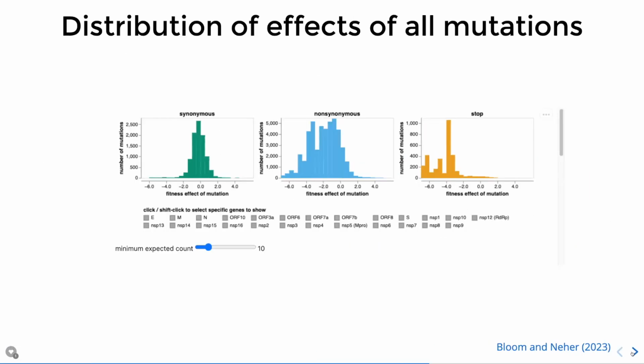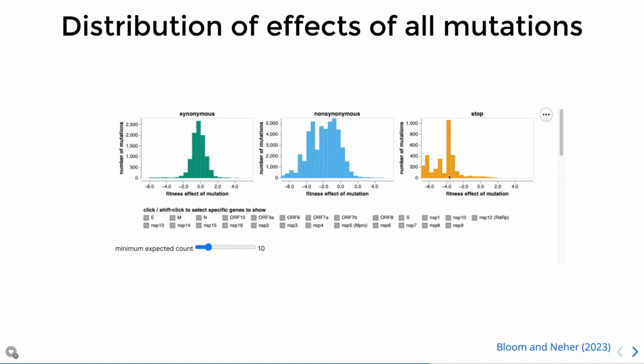So here is now the distribution of estimated effects of all mutations to SARS-CoV-2 codons. Synonymous mutations typically have an effect of around 0, as expected, because most of these mutations are about neutral. Non-synonymous or amino acid mutations, some of them are neutral and have effect around 0, but many of them are also highly deleterious. And then the stop codon mutations are almost always strongly deleterious.